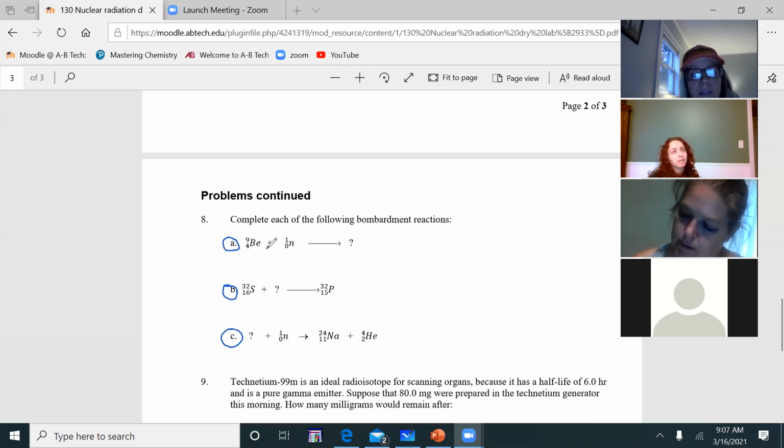Okay, so this first one is a beryllium atom and it's being bombarded by a neutron. And there's just one product. So top values need to equal each other. So 9 and 1 is 10 for the top. 4 and 0 is 4. So we're actually just a heavier version of beryllium.